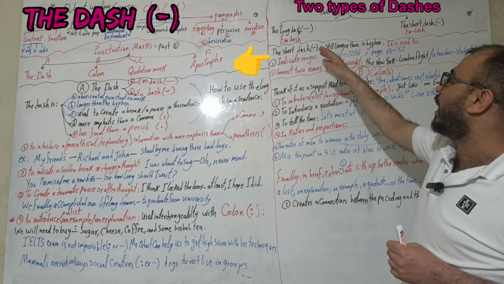The second use, my friends, is to connect two nouns of equal weight, which refers to the fact that these two nouns combined by the short or the en dash should be from the same, let's say, classification, like two cities. We have the New York-London flight, a teacher-student relationship or friendship. Generally, my friends, the two words are closely related to one another.